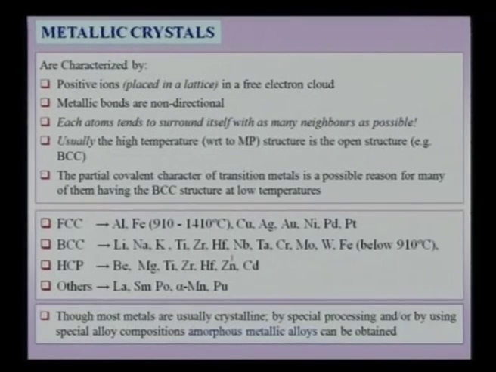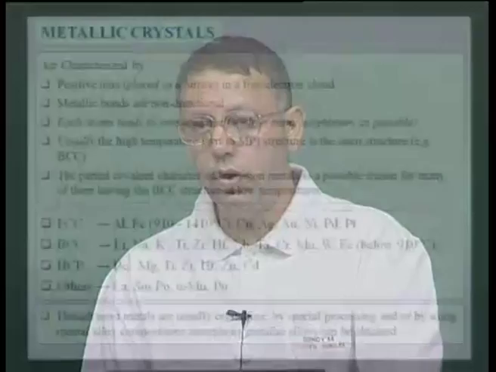Now, let us start with the topic of metallic crystals in a little more detail, and we will consider various aspects, especially of the common metallic crystals. We know that metallic crystals have positive ions placed at lattice points in a free electron cloud. The word free electron cloud here means a sea of electrons in which these ion cores reside. An important characteristic of metallic crystals is that the metallic bonds are non-directional. This has important consequences when it comes to deformation behavior and all other properties of the metallic crystals.